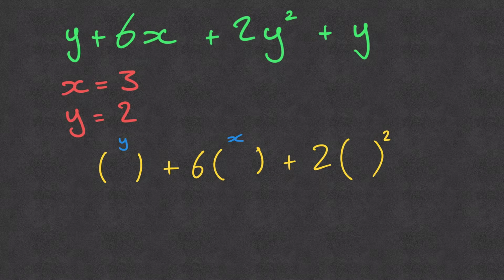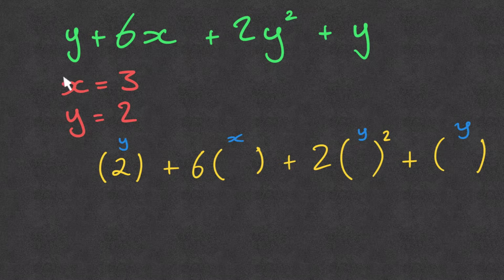Let's leave the squared up there. That used to be a y. And then plus this bracket used to be a y. Now we need to go in, wherever it said y, we write a 2, because we were told y is equal to 2. Wherever we see an x, we were told x is equal to 3. Wherever we see y, 2.